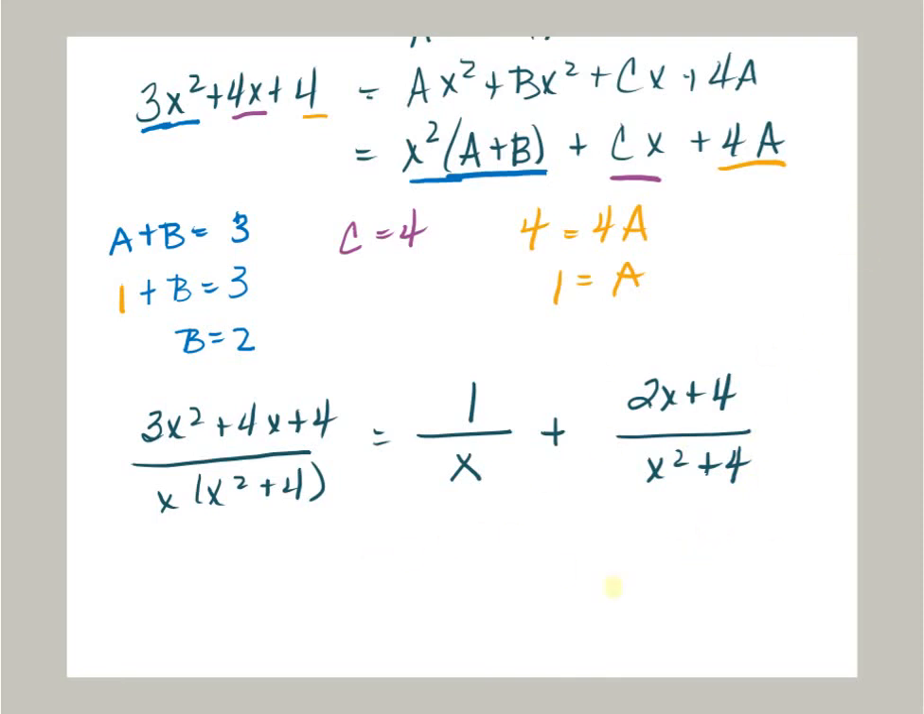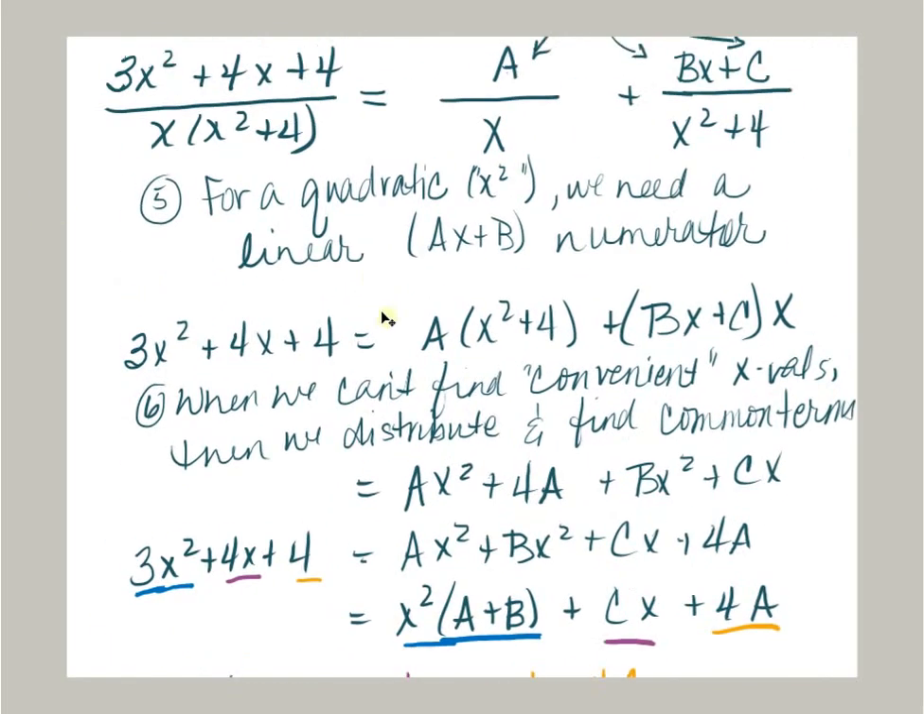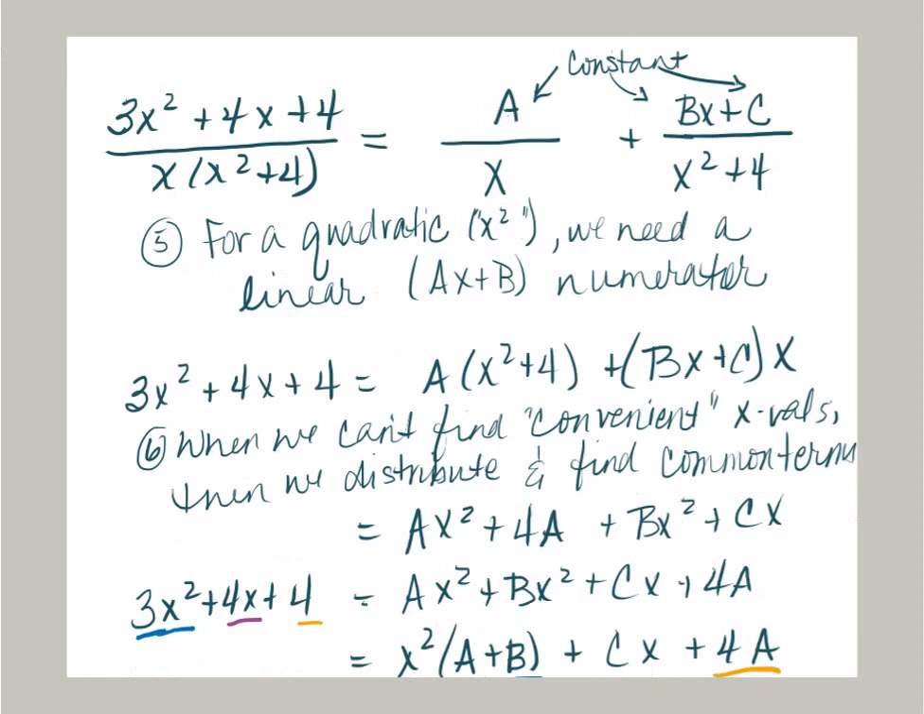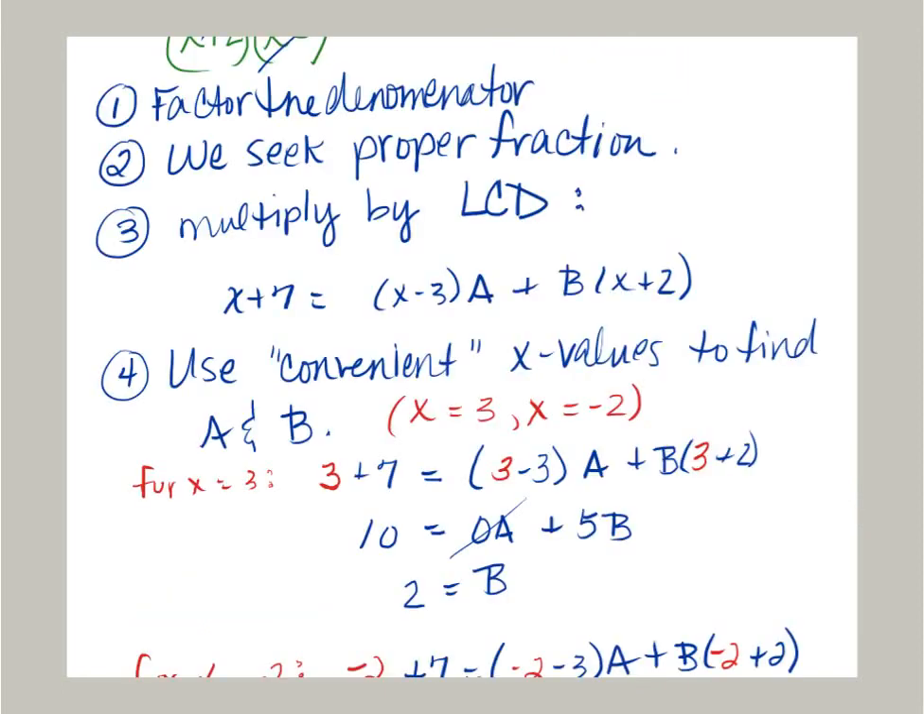So this is our partial fraction decomposition for a more complex denominator. So let's review just real quick what our rules are. Okay, so we know that first of all we need to factor the denominator. We are seeking out a proper fraction, so whatever you put in the denominator, you need 1 degree less in the numerator. Number 3, we need to multiply by the least common denominator to find some equation so that we can begin to solve. Our first tool in the toolbox for solving this is to use convenient x values to find your a and b or your c and d, whatever you've got there.